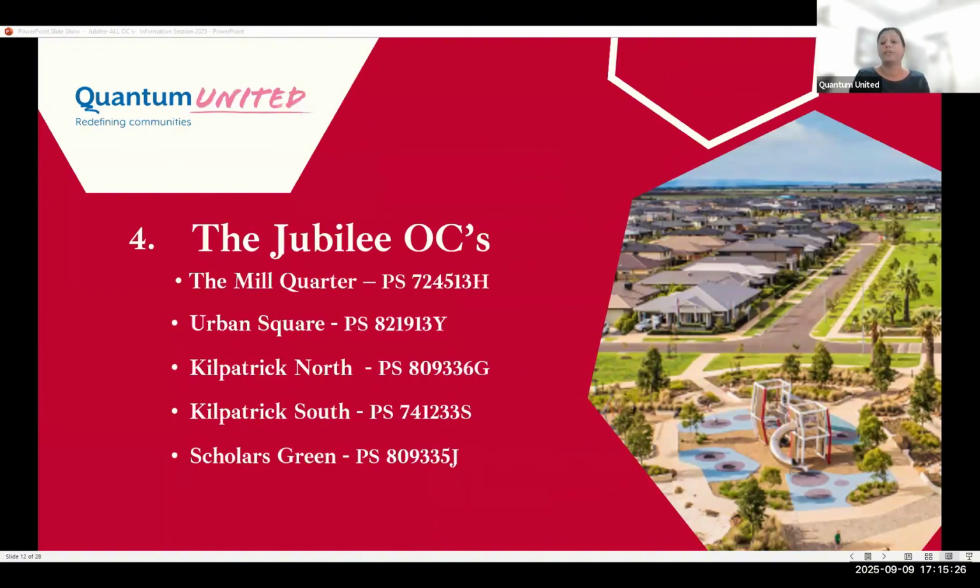So each owners corporation has its own financial obligations. Each has a different number of lots registered. They each have their own common properties, either one single common property or multiple, depending on the plan of subdivision, and they all have their own insurance premium. Hence, their OC fees for each owners corporation will vary accordingly.